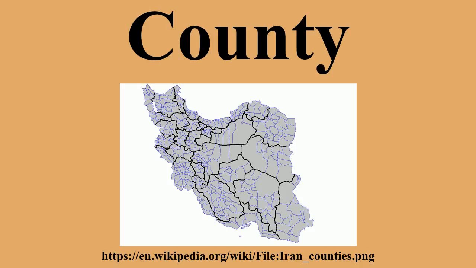Jamaica. Jamaica is divided into 14 parishes which are grouped together into 3 historic counties: Cornwall, Middlesex, and Surrey. Kenya. Counties are the current second-level political division in Kenya.